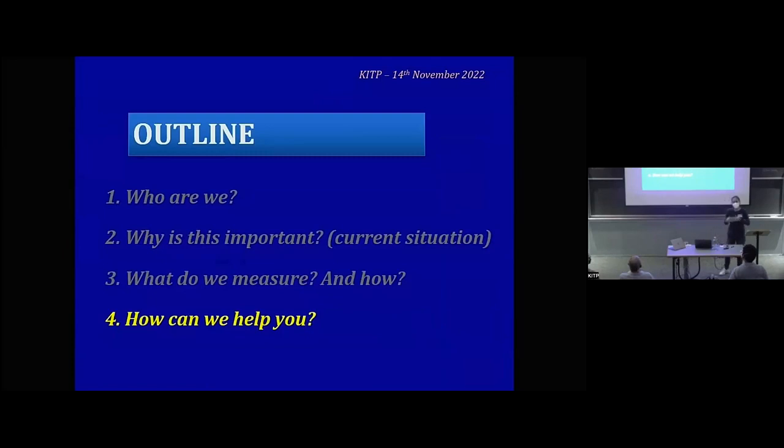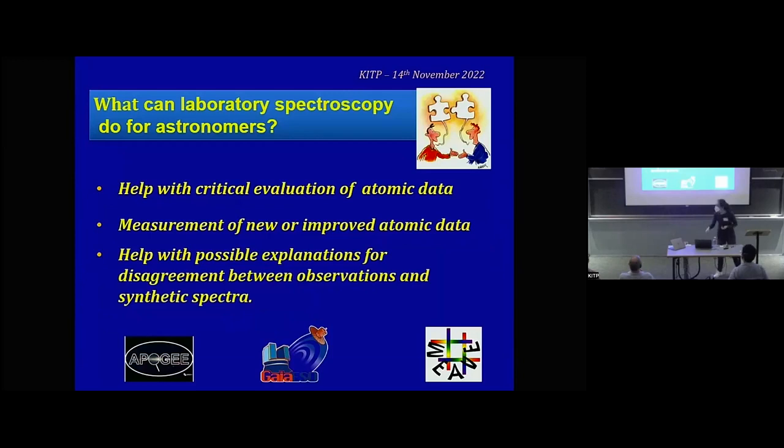And basically, this is what we do, but how can we help you? Well, in different ways. We can help you with a critical evaluation of atomic data. So let's say that you have to analyze a spectrum, and there's lots of data in the bibliography. Maybe there's no data for the lines you want in NIST, but there are new publications, and you don't have the expertise to choose which one is better. So we can do that work for you because we are more familiar with how data is obtained and how it has been measured.